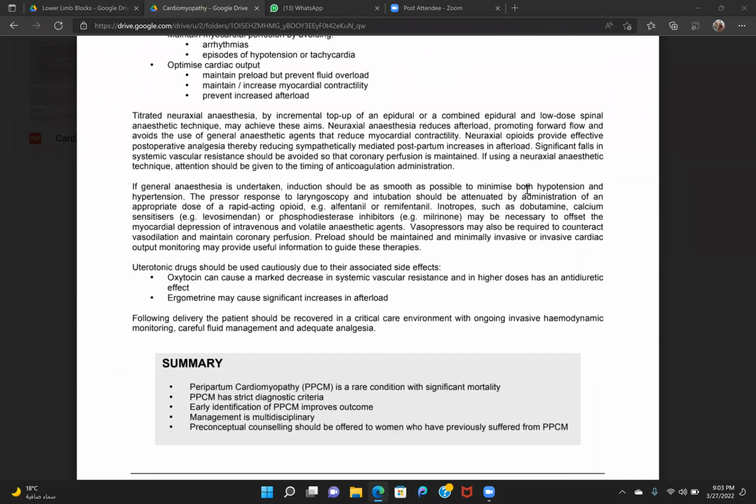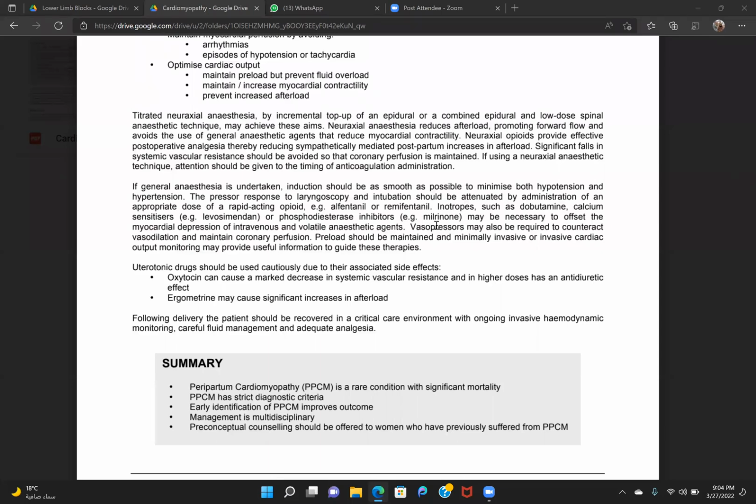Okay. Minimize both hypotension and hypertension. Pressure response to laryngoscopy and intubation should be attenuated. Rapid acting opioid like fentanyl, remifentanil, inotropes like dobutamine, calcium sensitizer. This is available. Has anyone used this? Levosimendan. I have never used it, so I have no idea about it.